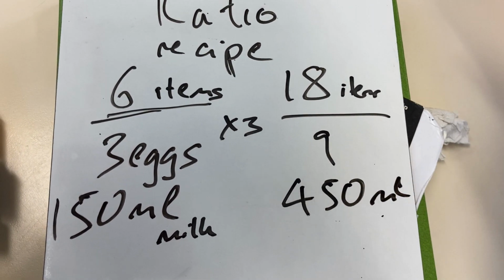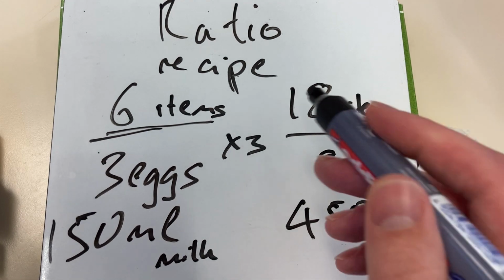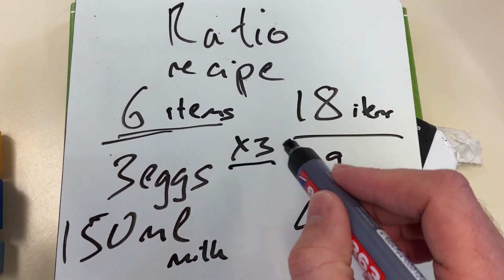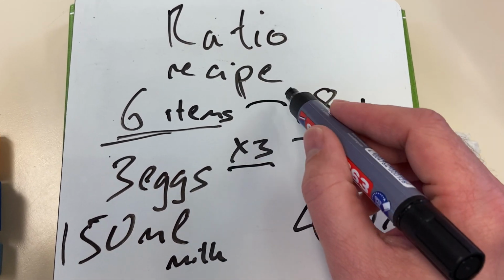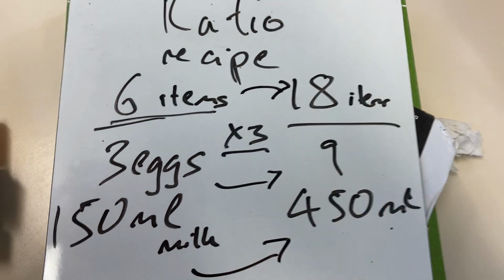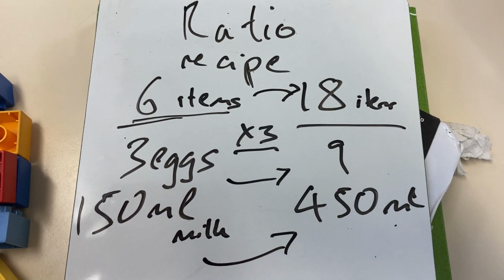It's a quick example of an imaginary recipe using ratio and proportion, where I have to multiply by 3 to go from 6 to 18. So I multiply each of those items by 3. And that's a quick little video on ratio and recipe.